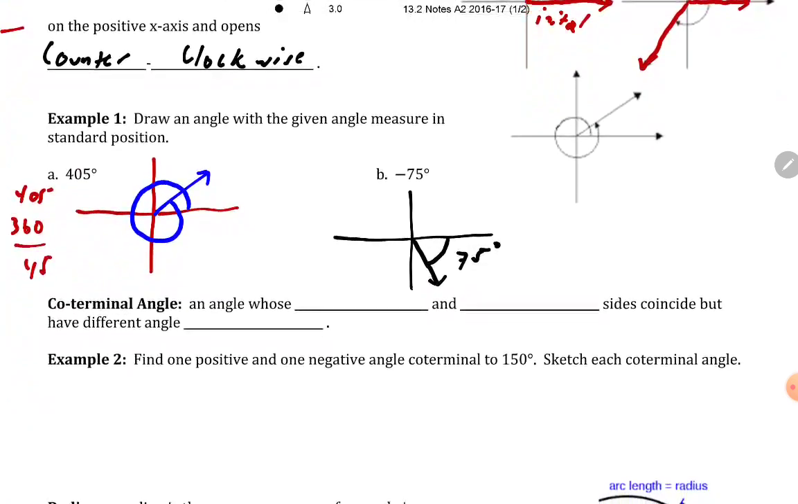A coterminal angle is an angle whose initial and terminal sides coincide but have different angle measures. Like example 1. 405 degrees is the same as 45 degrees. End up in the same spot.